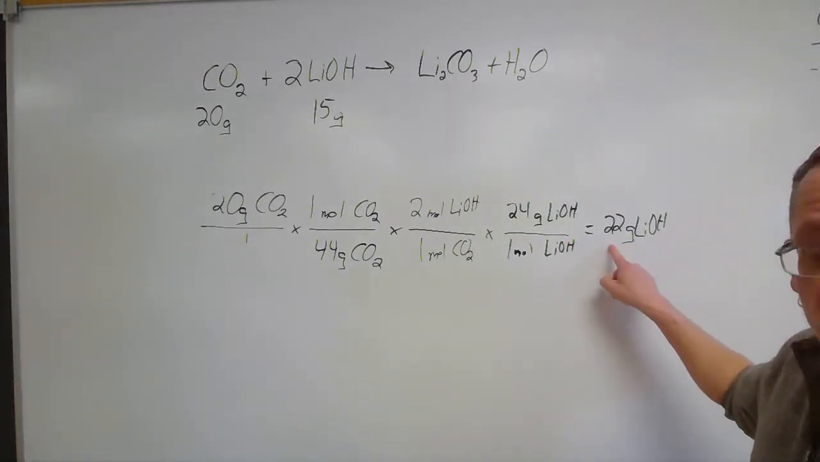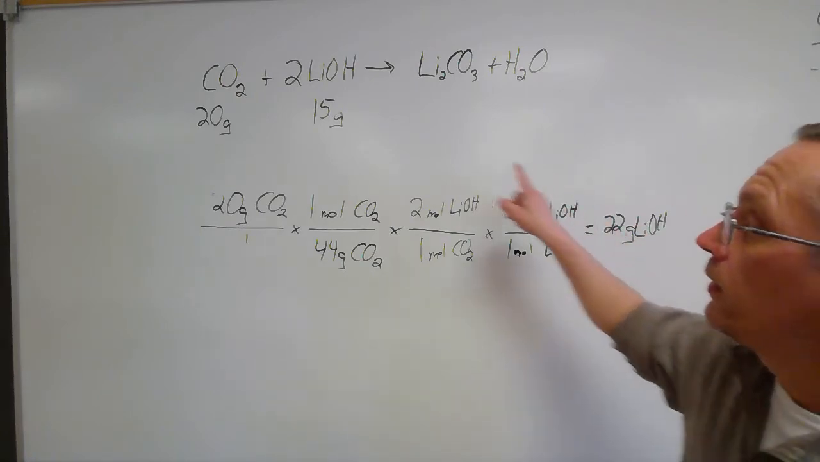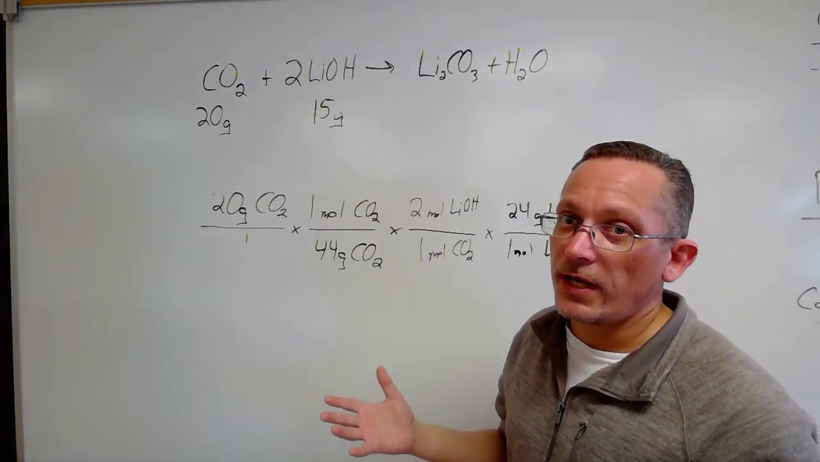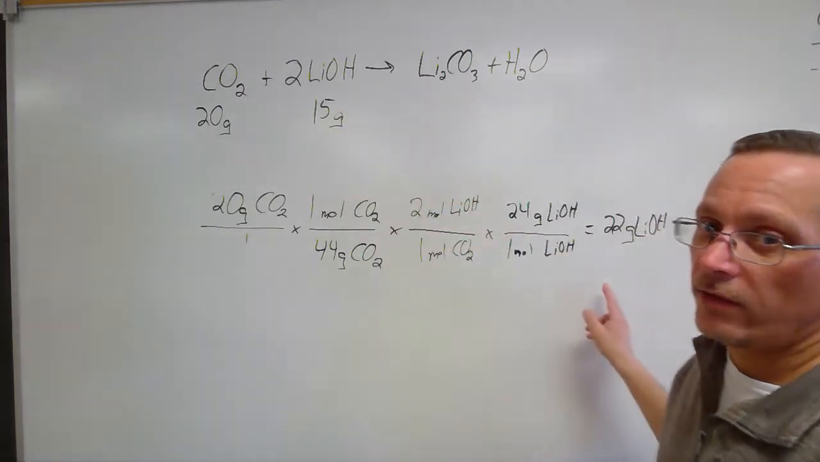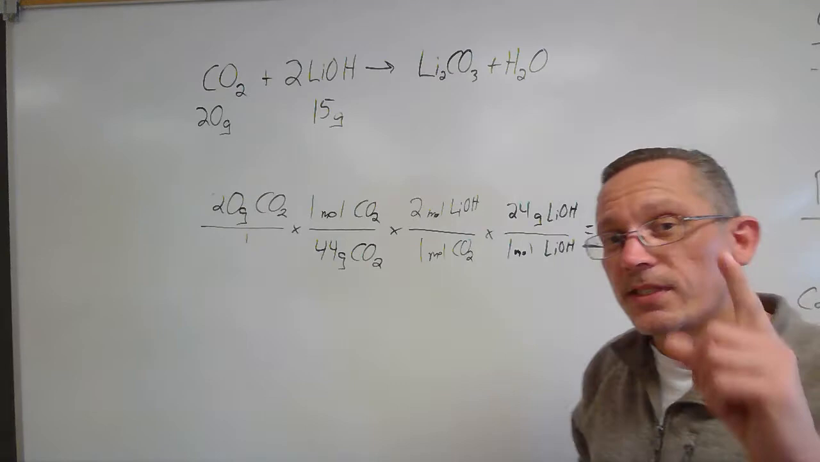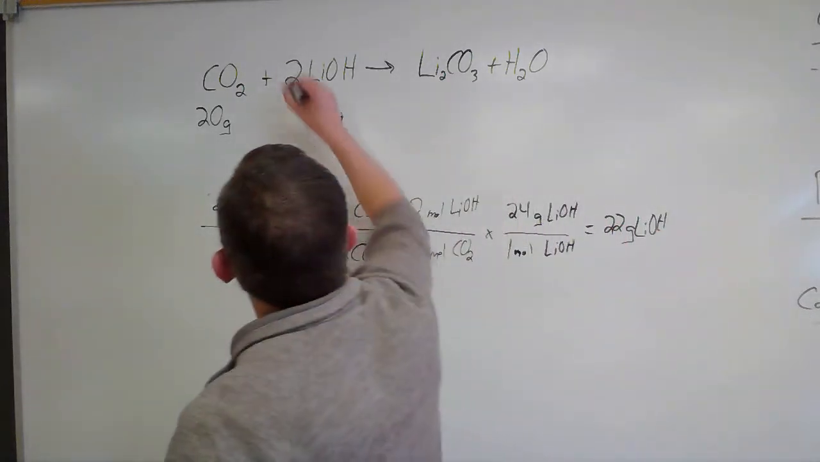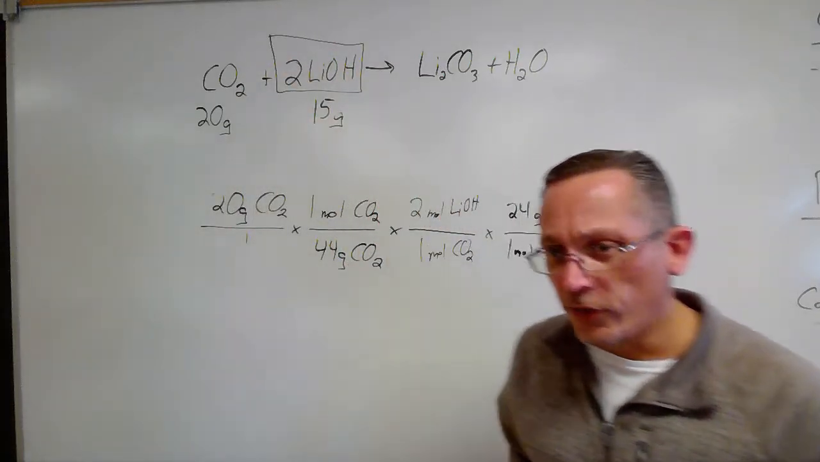Now I ask myself, which one is the limiting reactant? If I'm going to need 22 grams of lithium hydroxide, and I only have 15, I don't have enough. So I don't have enough lithium hydroxide, which means that one is the limiting reactant. So I'm going to put a little box around it. That one's the limiting reactant.